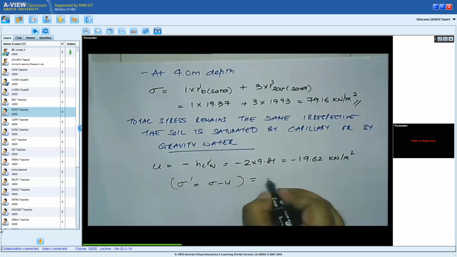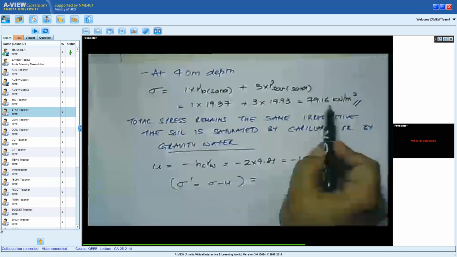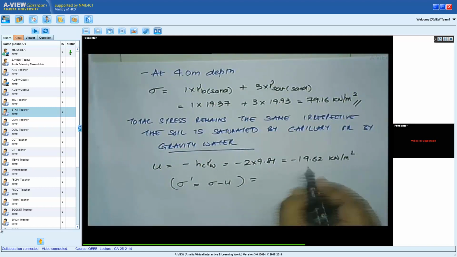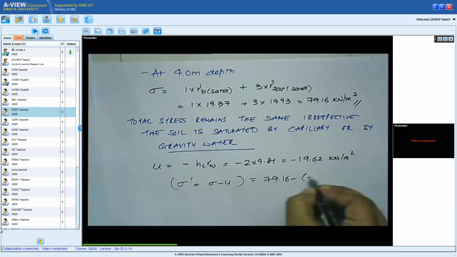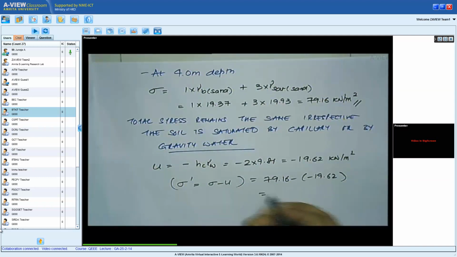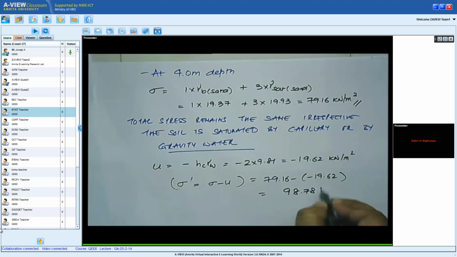This value should be 79.16 minus of minus 19.62. Okay, if you plug in your numbers, you should have 98.78 kilonewton per meter square.